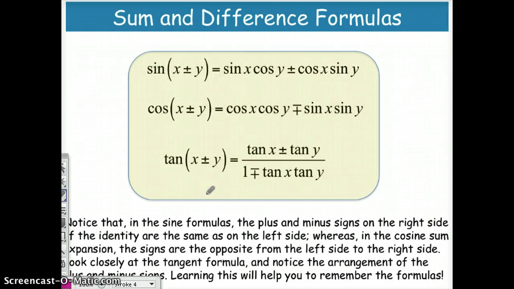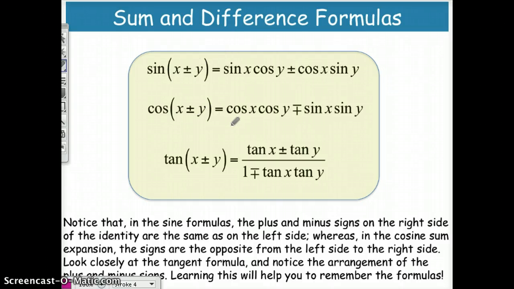So here are the three formulas. You want to write them down. You'll notice that the sine formula has a plus then a minus, and then a plus then a minus. That means if you're adding two angles together, you add. If you subtract two angles, you subtract. If you use addition, stick with addition. If you use subtraction, stick with subtraction.